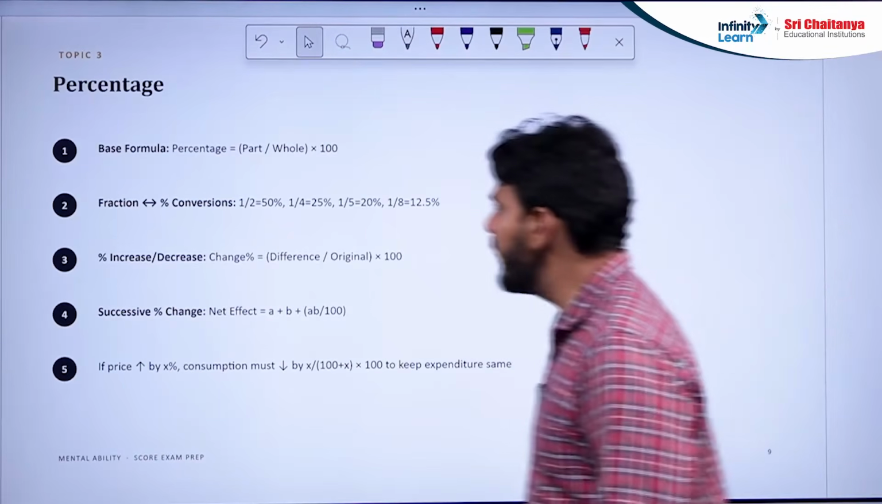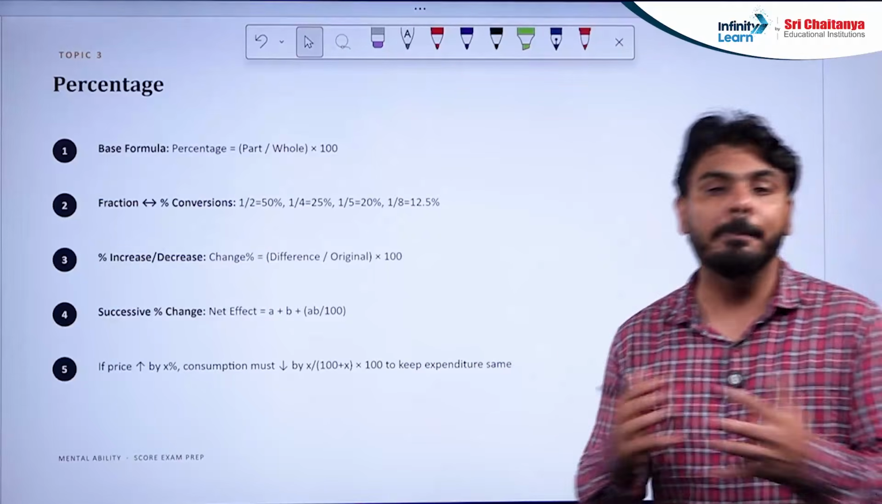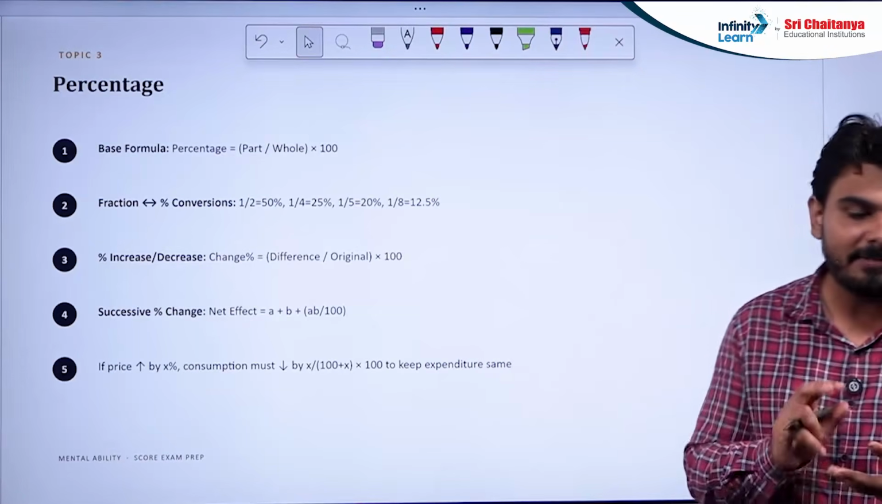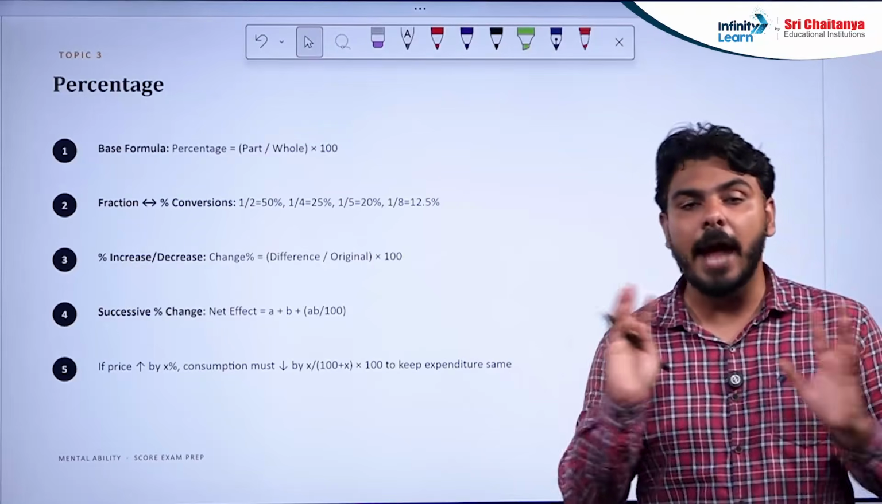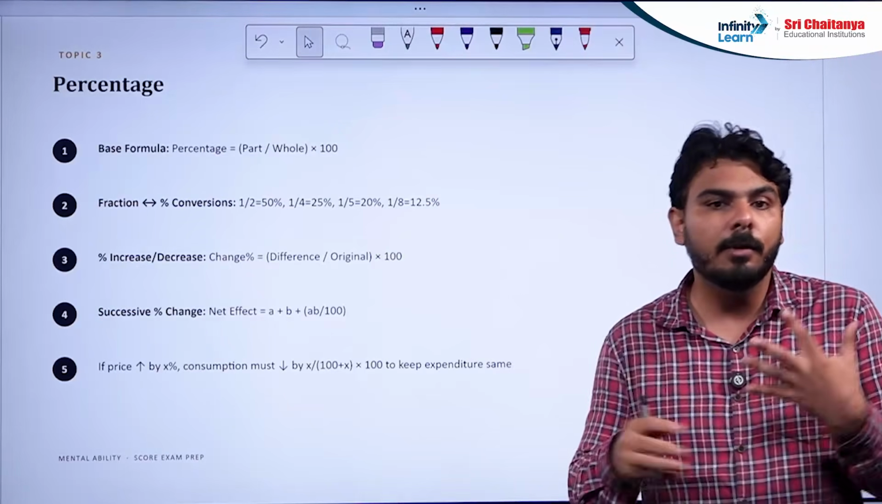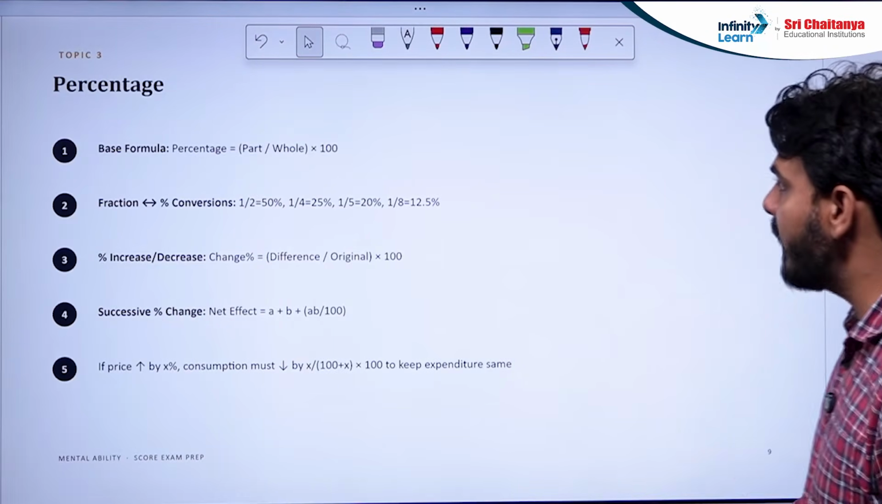So friends, we are moving to our next part, that is percentage. Now we are coming to the aptitude part. There will be two portions in your exam: one will be the reasoning part and the second one will be the aptitude part. The aptitude part covers maths, and talking about maths, our first topic is percentage.